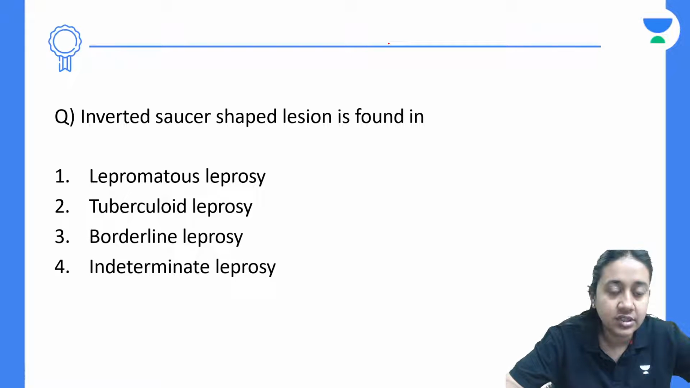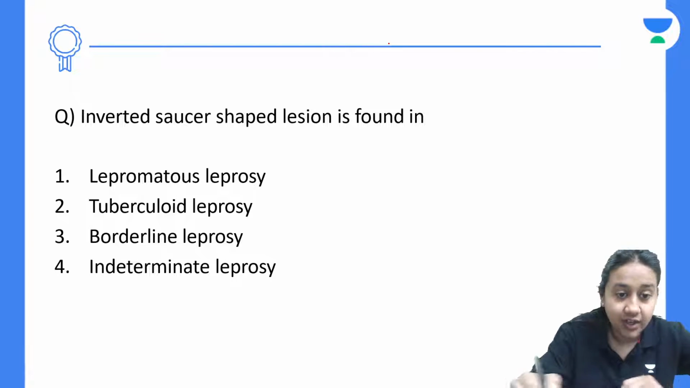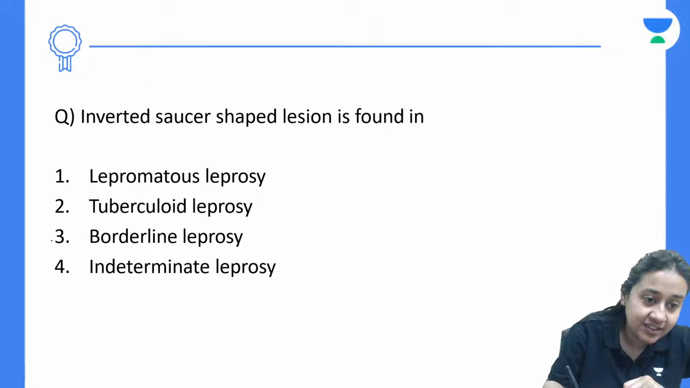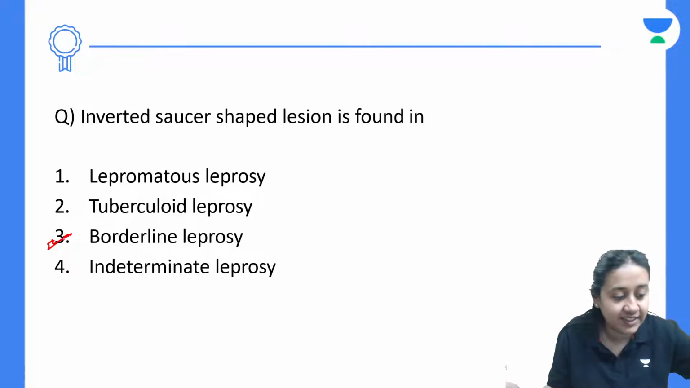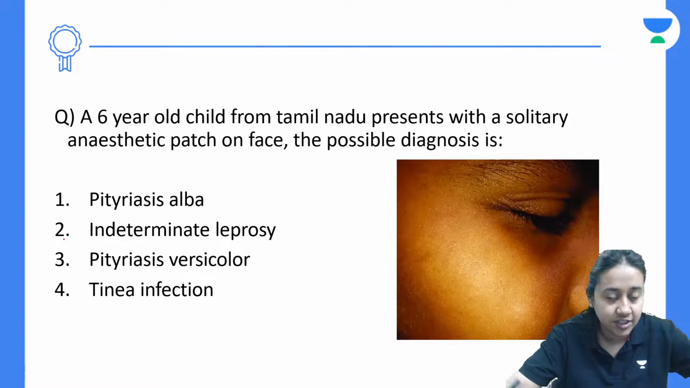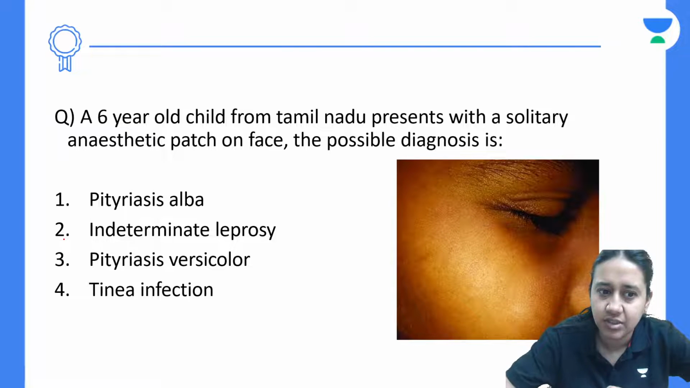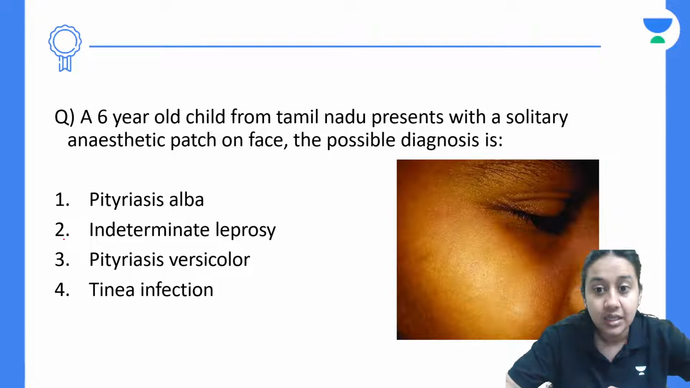Very well done, all my dear students. So, inverted saucer shaped lesions are the features of BB Hansen's, which we have already discussed. So I think everybody is right for this particular question. Now this is a little different question because we have not discussed this variant. A 6-year-old child from Tamil Nadu presents with a solitary anesthetic patch on the face. What can be the probable diagnosis?